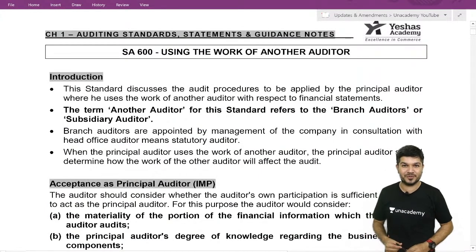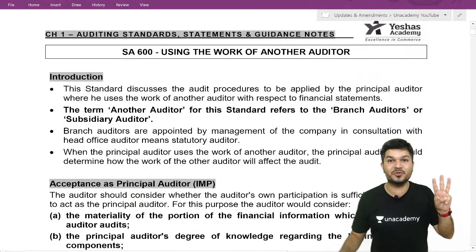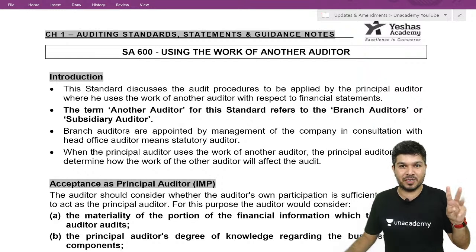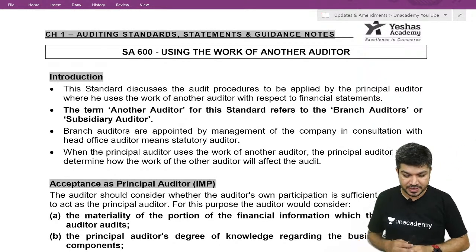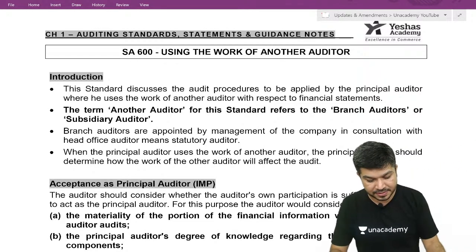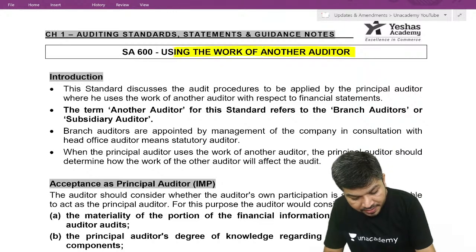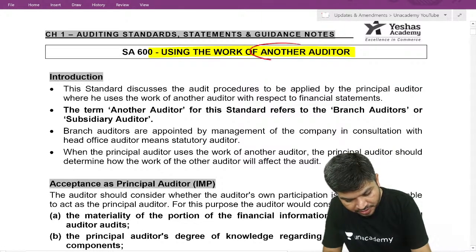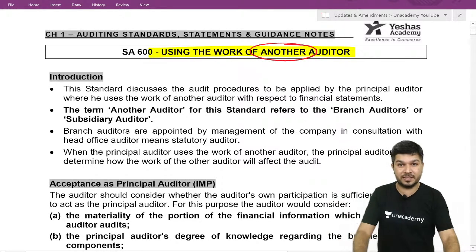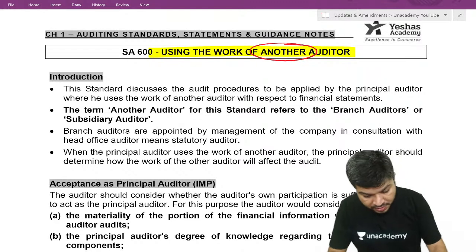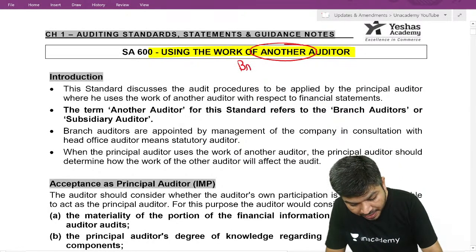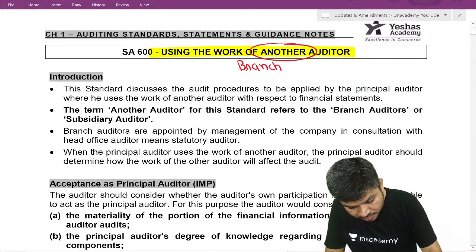Now we go ahead to today's topic. Three standards we are required to do: 600, 610, 620. Always start by seeing the heading. SA 600 is using the work of another auditor. A question arises, what do you mean by this another auditor? The another auditor will mean your branch auditor or your subsidiaries auditor.